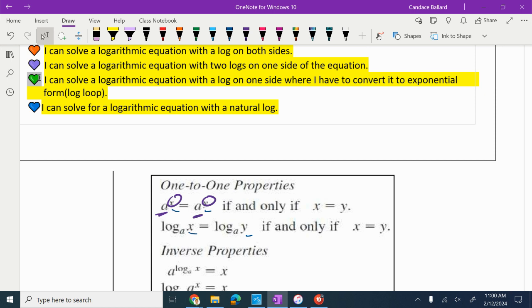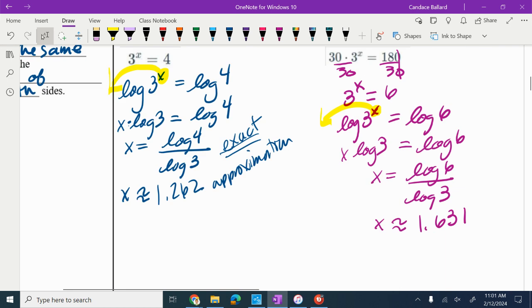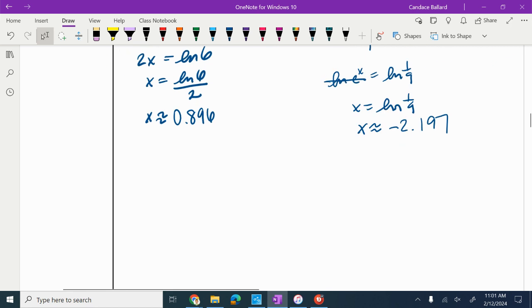equation with a log on one side, where I have to convert it to exponential form using a log loop. We've actually kind of done this already, but we're going to make it more complicated. Okay, so this is using our log loop to solve for a log, not just to do the conversion process. Okay, all right. So let's go to these.